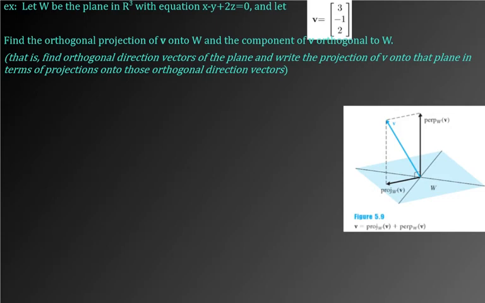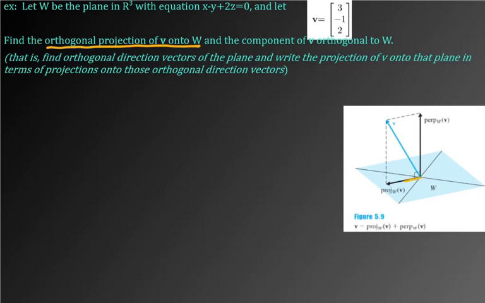All right, so this whole process can make a lot more sense, I think, if you do an example with it. So what I'm going to do here is I have my subspace in R3 is this plane, x minus y plus 2z equals 0. And I have a vector 3, negative 1, 2. And I want to find two things. The orthogonal projection of V onto W, which is like this vector down here, that one we were just talking about in the last slide. And then I want to find the component of V orthogonal to W.